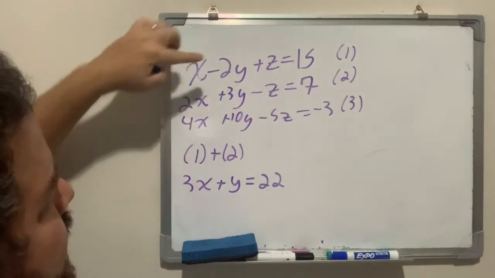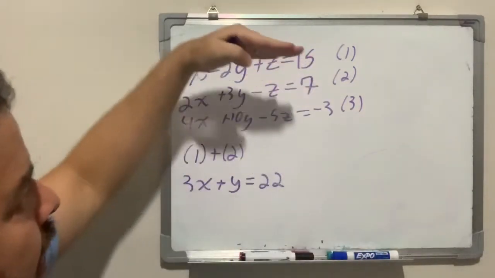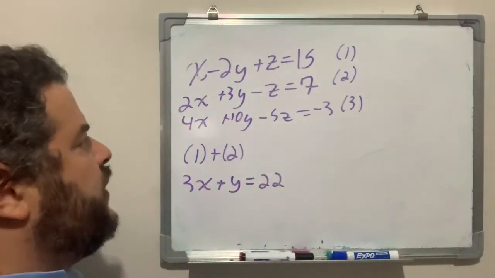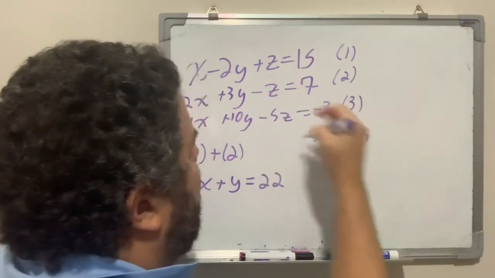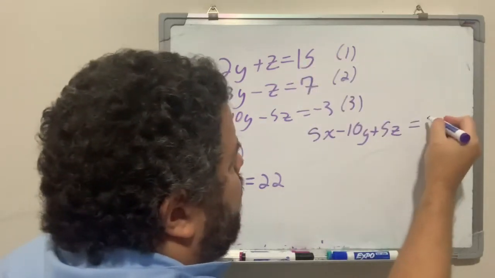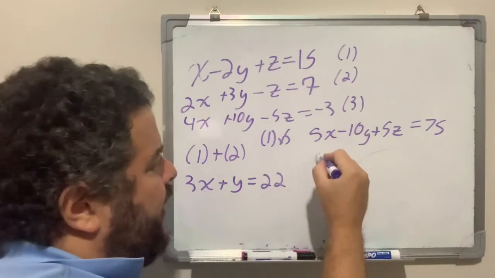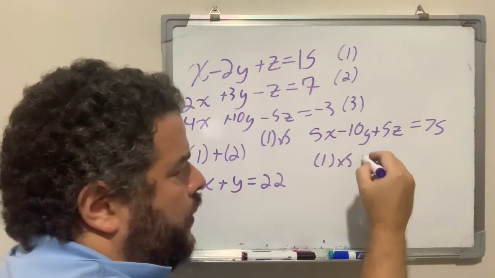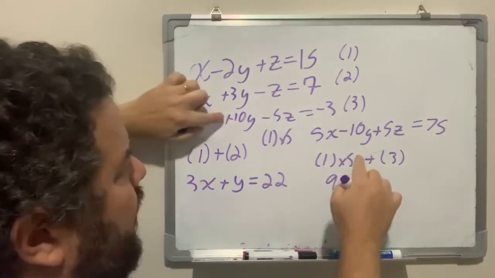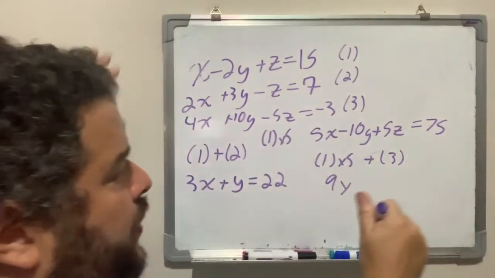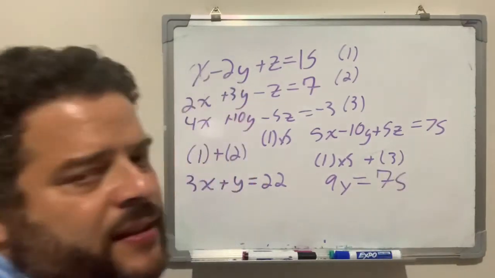What I'm going to do here is, since this z is positive and this z is negative, I'm going to multiply the top line times 5, then add it down here to cancel out this z. When I multiply the first line by 5, I'm left with 5x minus 10y plus 5z equals 75. That is line 1 times 5. Now if I add line 1 times 5 plus line 3, I add 5x and 4x, I get 9x, 10y minus 10y cancels out, 5z minus 5z cancels out, and that is equal to 75.